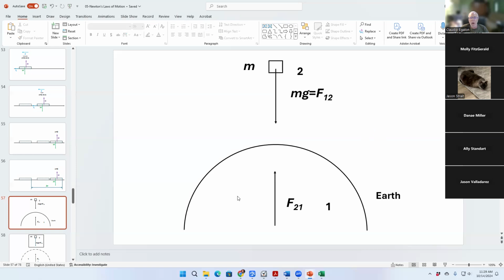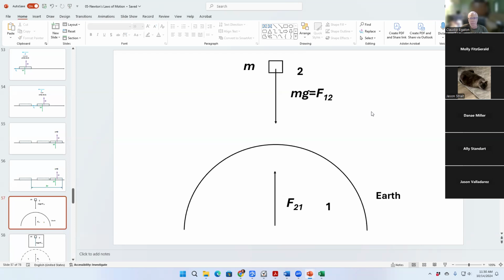If the Earth is applying a force to this object, it means that this object is also applying a force on Earth. At the center of the Earth, you have this force of 2 applied on 1. So if this object is 1 kilogram, its weight is approximately 10 newtons. The Earth is applying 10 newtons of force on this object. Consequently, this object is also applying a 10 newton force on the Earth, but the direction of the force is opposite. That's an example.